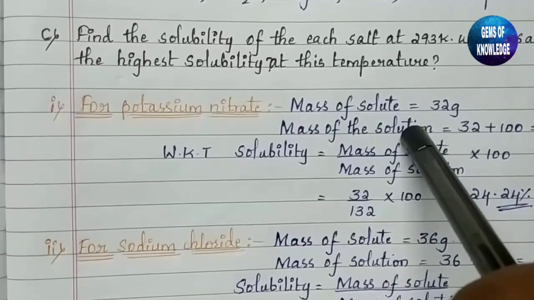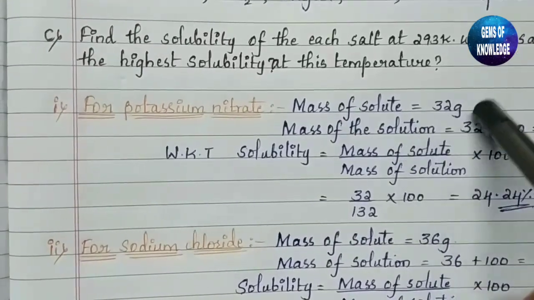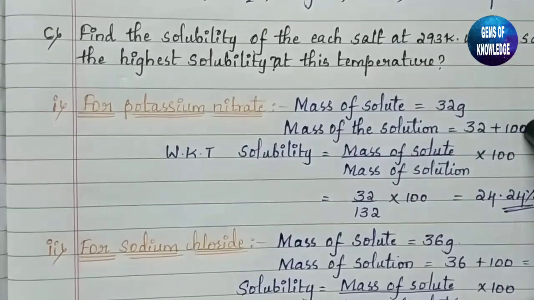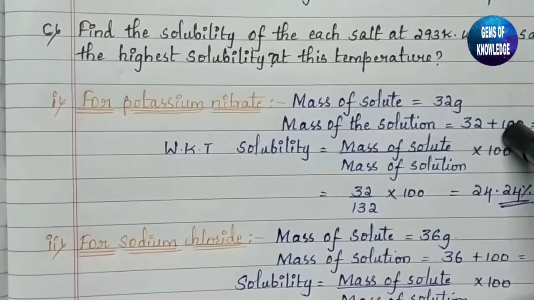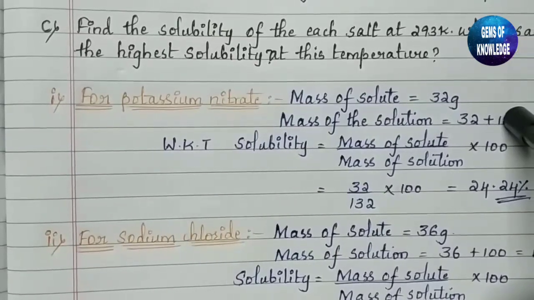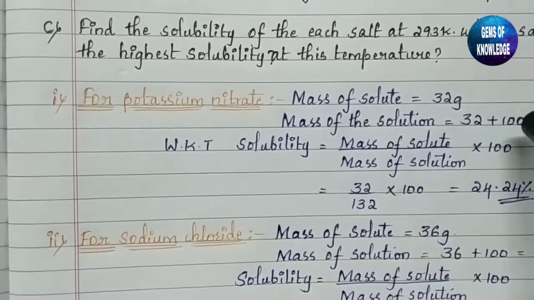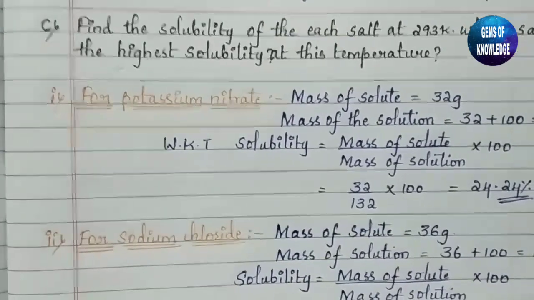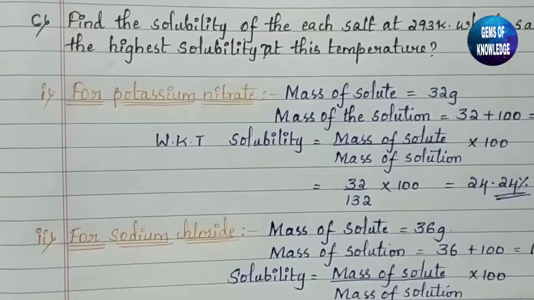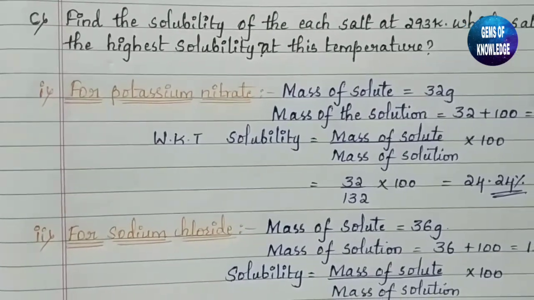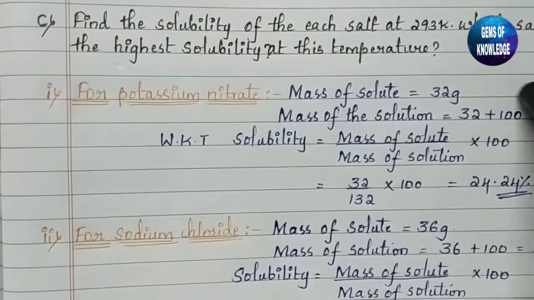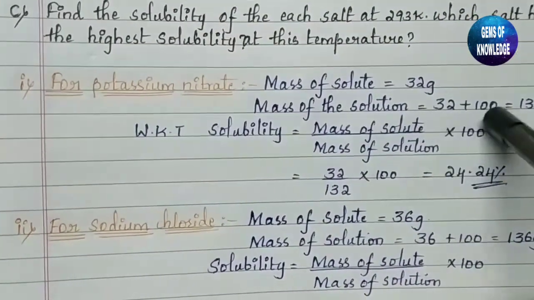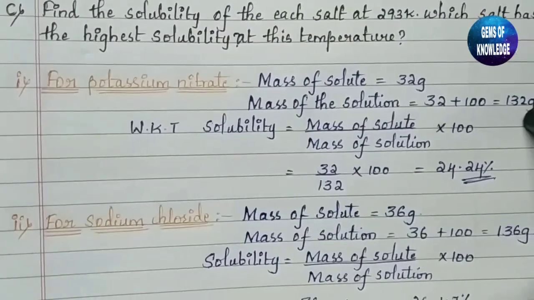Okay, next, mass of the solution. How can we find the mass of the solution? What we have to do is dissolve this mass, that is 32 grams, into 100 grams of water. It has already been told in the question, in the bracket, that the grams of the substances were dissolved in 100 grams of water to make the saturated solution. It was previously told in the question. So we have to use 100 here. So what will be the mass of the solution? 32 plus 100, it is 132 grams.